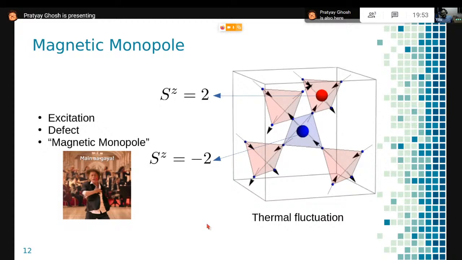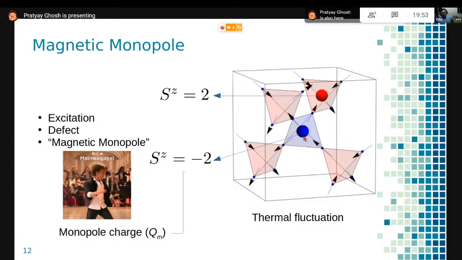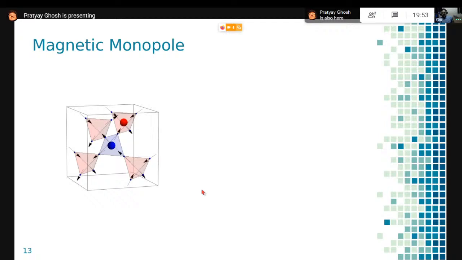But before that, I need to define something. So I will not call this sum over spins SZ anymore. We will call it a monopole charge, and we will denote it by QM. This is my monopole charge. So I would say that this one has a monopole charge 2, and this one has a monopole charge minus 2. And that's why I colored them as two balls, red and blue. Okay, so now we have two monopoles.